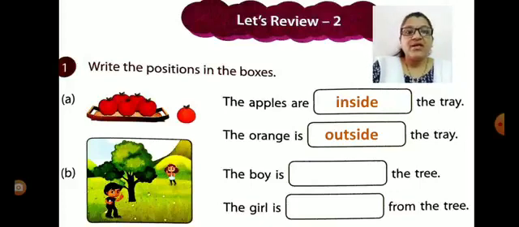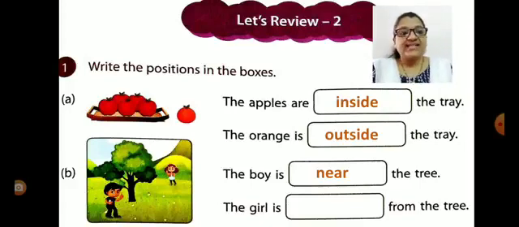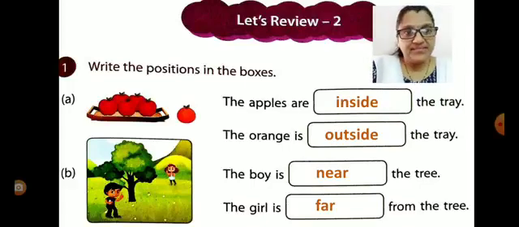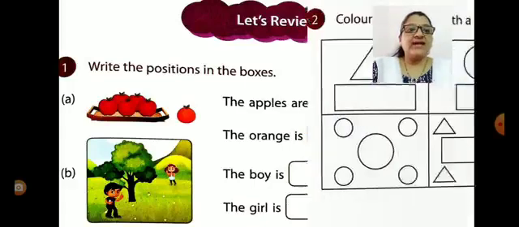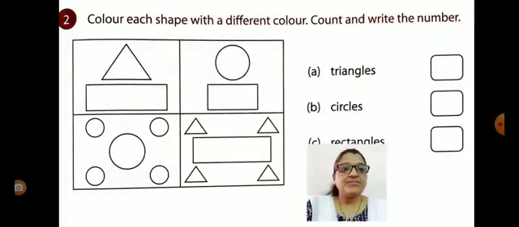Next example, look at the picture and let us solve this. The boy is dash the tree. The boy is near the tree. The girl is dash from the tree. What is the position of girl, children? Yes, far. The girl is far from the tree. Let us see the next example now.